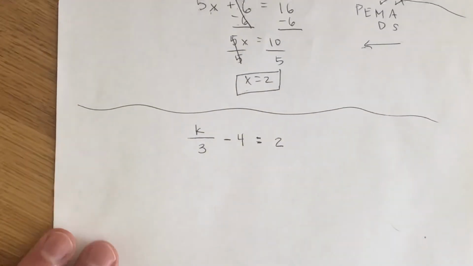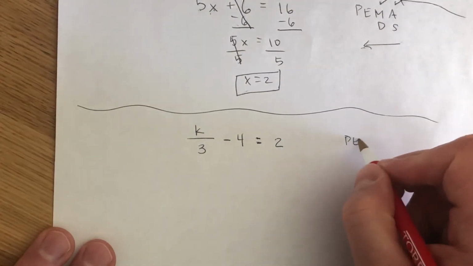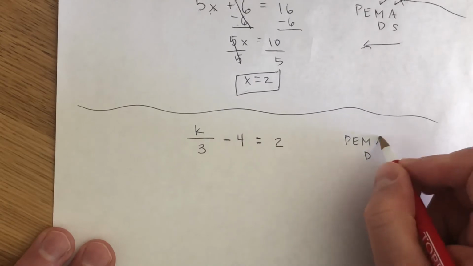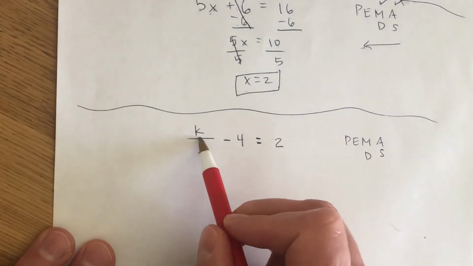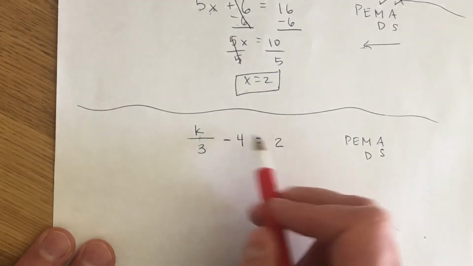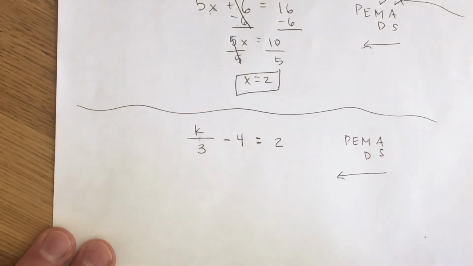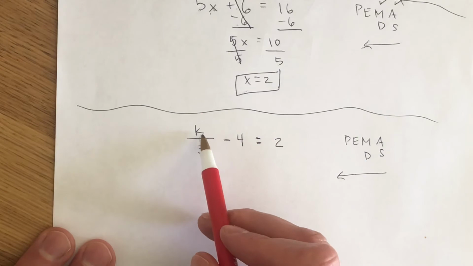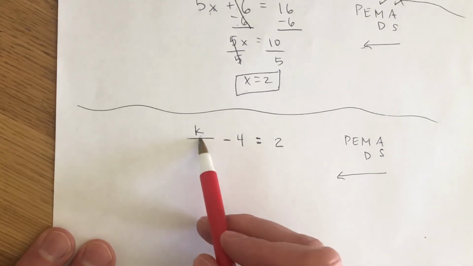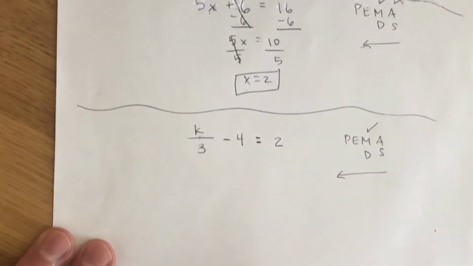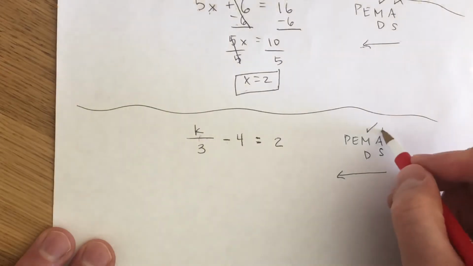Okay, one more example. Let's list for ourselves the order of operations reminder. And because we're trying to solve for this unknown k, we have to undo all the operations that are happening to it. So we're going to go in reverse order of operations. So let's ask ourselves what's happening to the k. This fraction bar, remember, that really means division. And then k also has something subtracted from it.